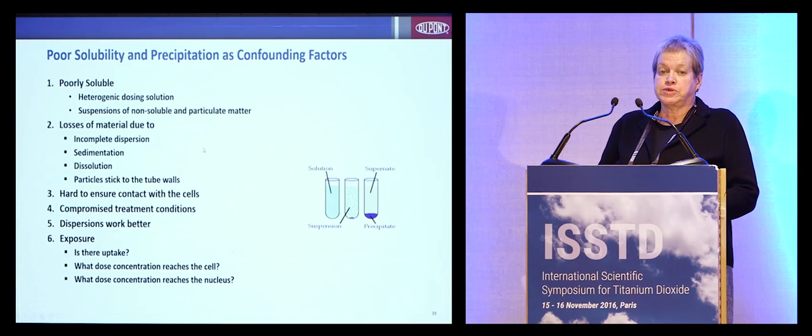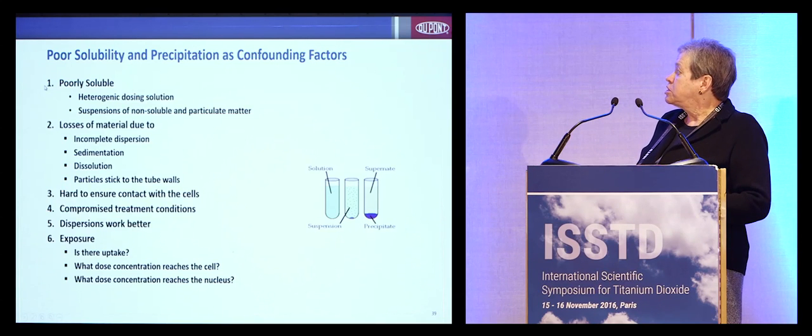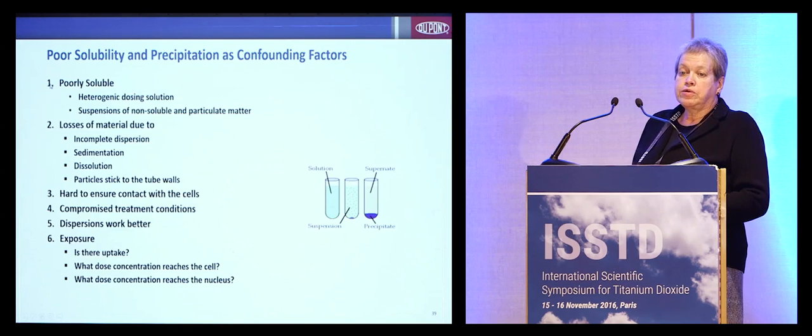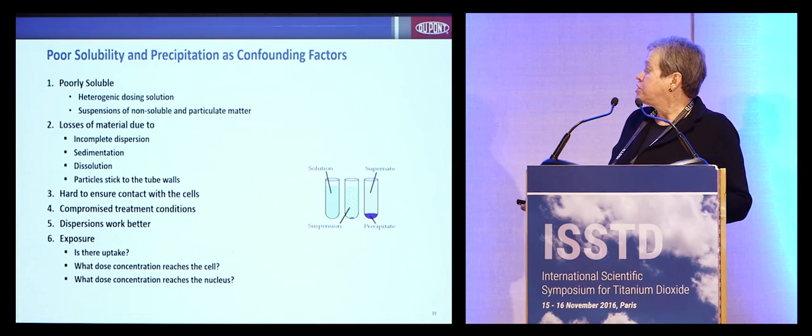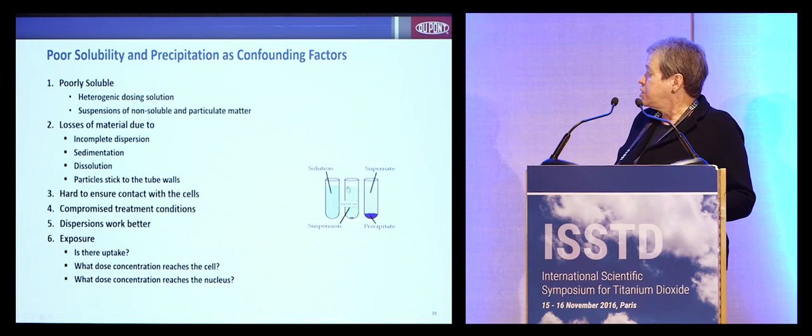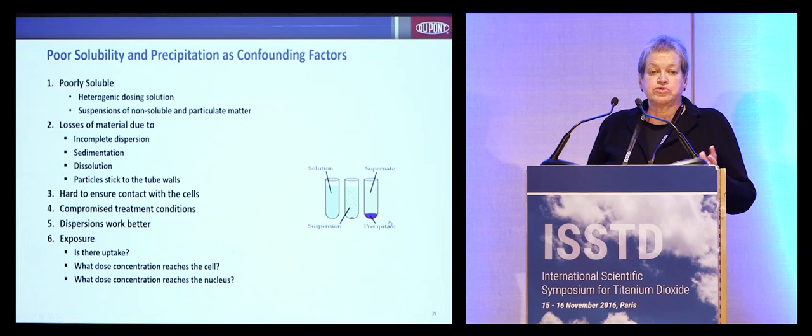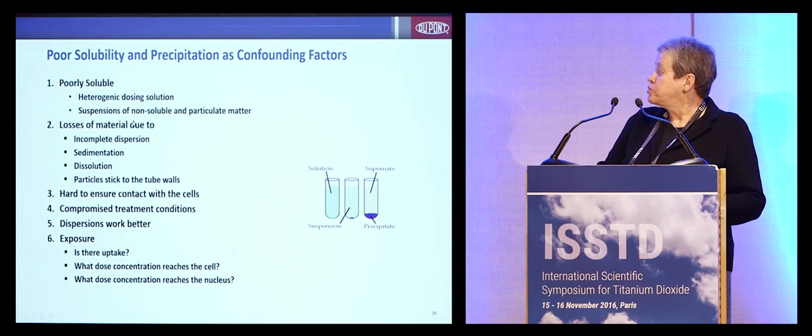Poor solubility and precipitation is a confounding factor. Nanoparticles are very poorly soluble, including TiO2. This means that it's very hard to make an appropriate dosing solution. You get suspensions of non-soluble particulate matter. So basically, you would like to have a solution. You might get a suspension, and you see how your material falls down here, and it might even be worse. It might all collect here, and you might test up here, or you might just do sloppy work and not even know what you're testing in the end.